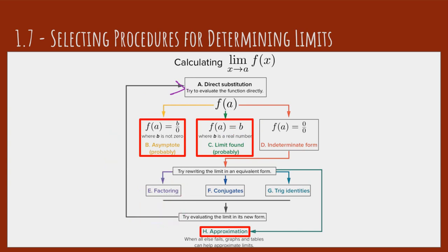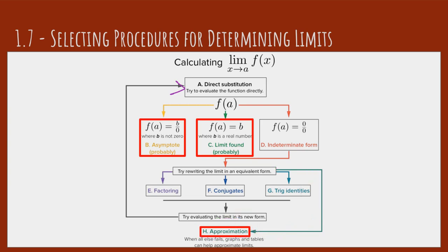So again, when you're choosing your strategy, you're always going to end up with B, C, or H. Let's say none of these strategies work here. We have an indeterminate form, and we try factoring, we try conjugates, we try trig identities. None of that works. That's where we might take a numeric approach, and we just plug in values close to a into the function and see if we can figure out what's going on. This is where we would use a table of values and approximation. So H is also a final destination here.